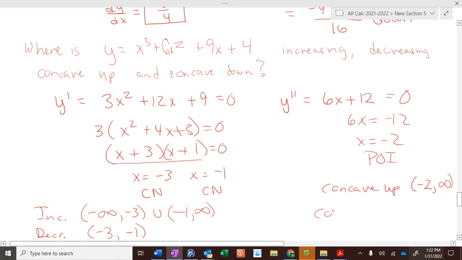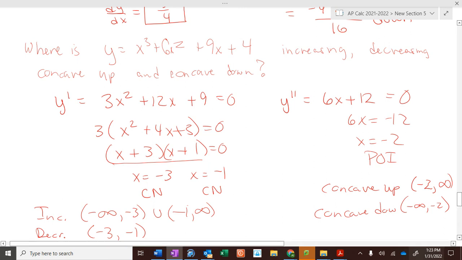Where is it concave down? -infinity to -2. Concave up, concave down, increasing, decreasing. First derivative, second derivative. At the start of the day, this would have been a kind of difficult problem, but after we get this far, it's fairly easy now.